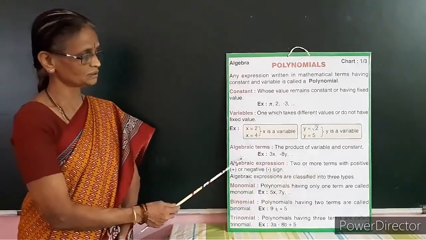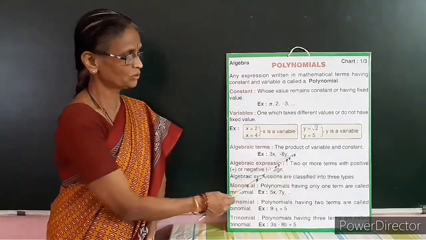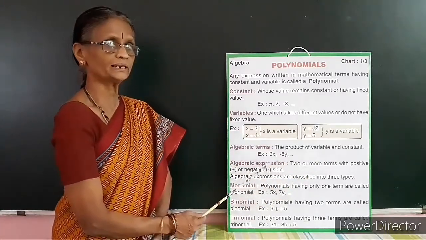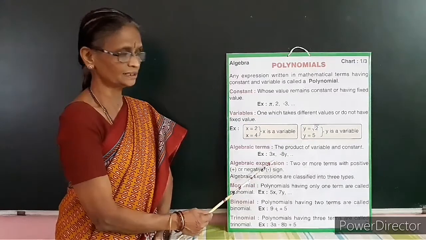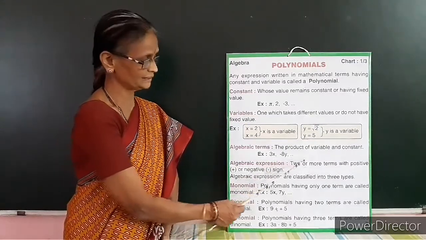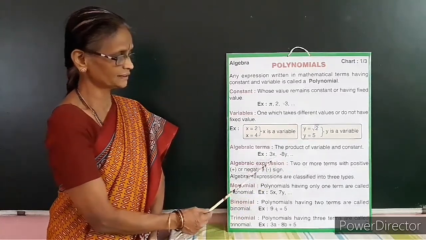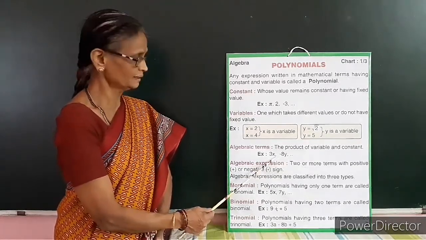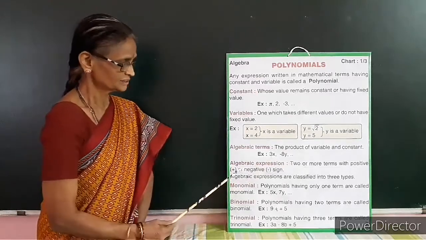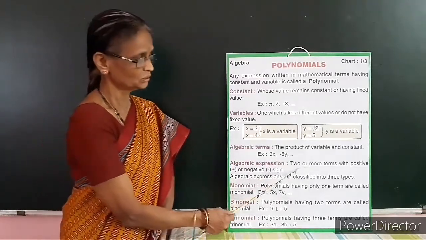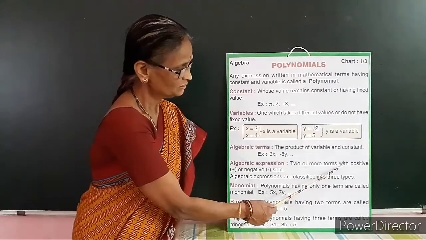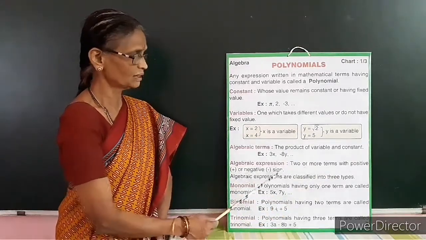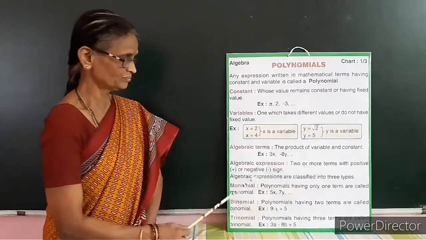Next term is algebraic terms. The product of variable and constant is called an algebraic term. Example, 3x, minus 8y, etc. Here 3 is a constant and x is a variable. The product of 3 and x is an algebraic term. Algebraic expression: two or more terms with positive or negative sign is called an algebraic expression.